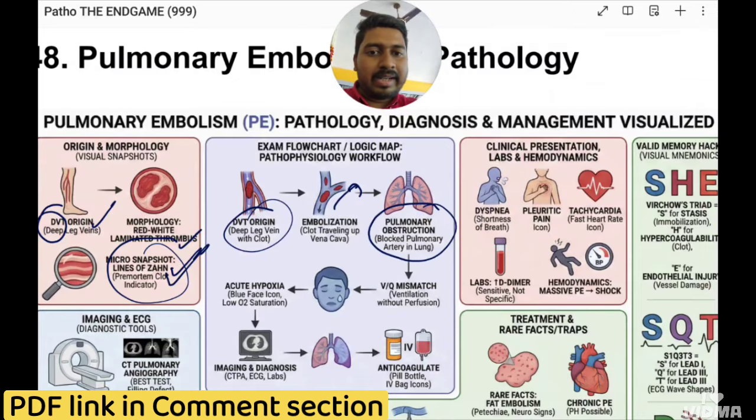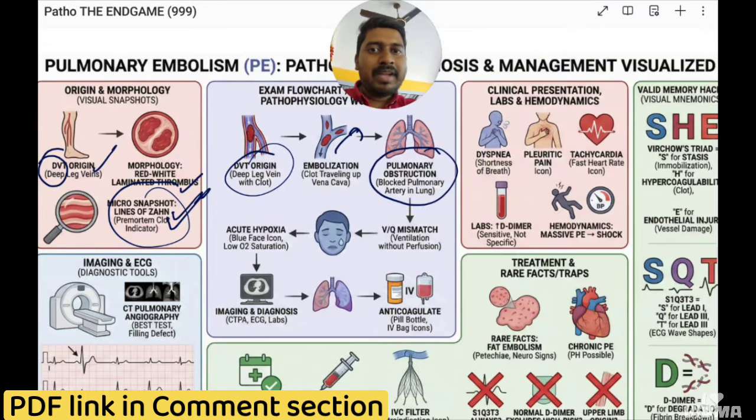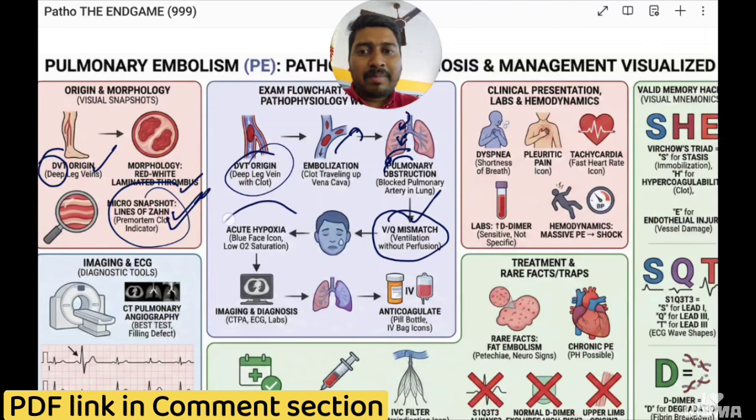So it causes a block in the pulmonary artery. Now ventilation is coming. Okay, it is not a block in the airway. This is the airway. Okay, this is the pulmonary artery. So ventilation is there, but perfusion is not there because of this block. That causes VQ, that is ventilation-perfusion mismatch. Okay, then there is acute hypoxia because of this decreased circulation.